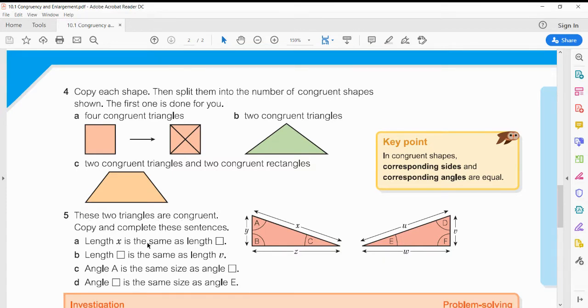Copy and complete the sentences. Length x is the same as length u. Length blank is the same as length v, so that's the same as y. Angle A is the same size as angle D, and angle C is the same size as angle E.